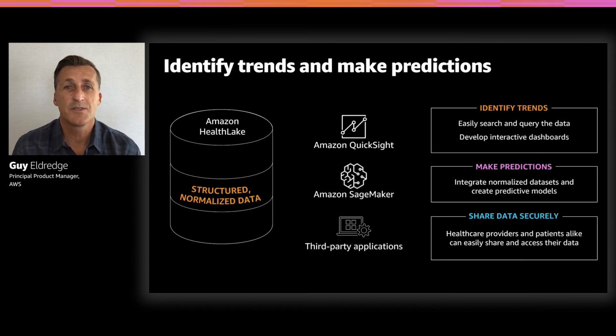Now let's focus on a few examples of how to create dashboards using QuickSight or build machine learning models with SageMaker. Doing these actions allows you to identify trends in your data or make predictions, but you can also share the data securely. It's truly important that providers can confidently share patient data with other providers, and that third-party applications can provide patients secure access to all of their health information.